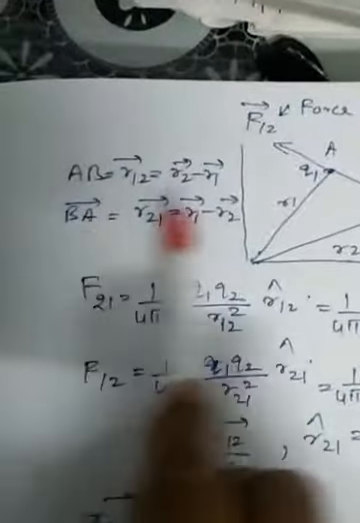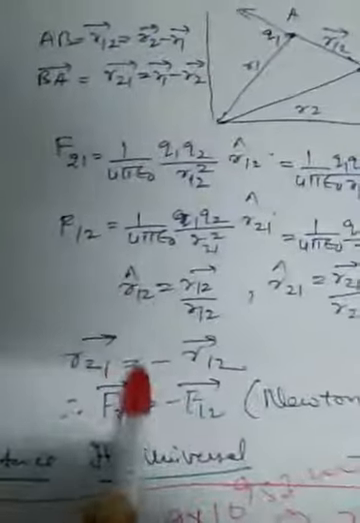Now since we have seen here AB is equal to R2 minus R1, BA is equal to R1 minus R2. What is the correlation between them? There is a negative sign, because if you take a negative common, it will become R2 minus R1. So that means AB is equal to minus of BA. That means R21 is equal to minus of R12.